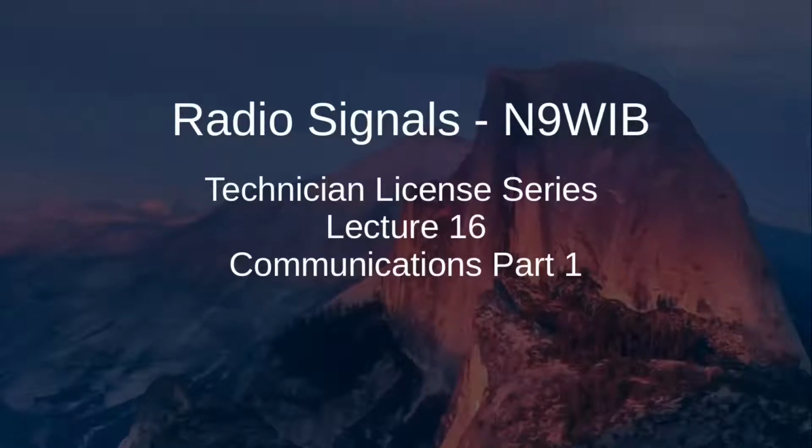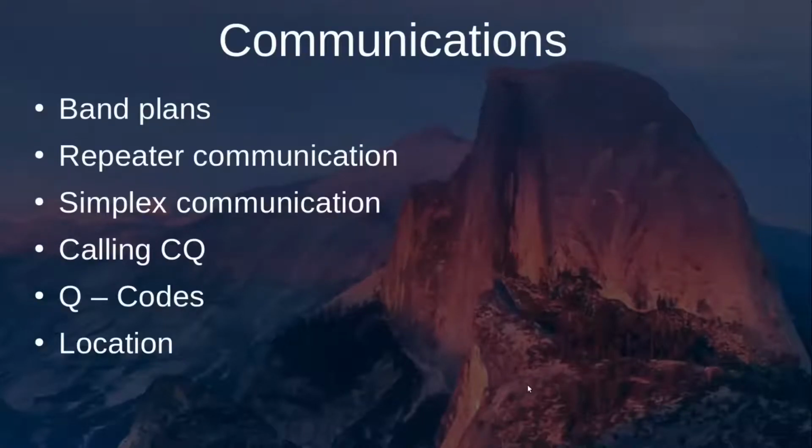This is the Technician License Series, lecture number 16, and today we're going to cover Communications, Part 1. During this communications lecture, we will cover the basics of how hams communicate over the radio. We will start with reviewing the band plans, followed by repeater communication, simplex communication, how to call CQ on HF and how to call CQ on VHF and UHF frequencies, followed by a review of Q codes and Maidenhead grid squares.